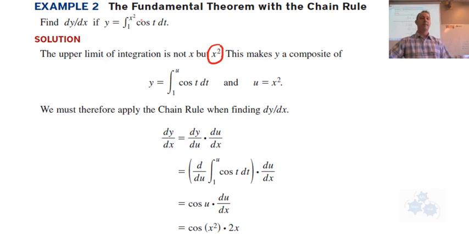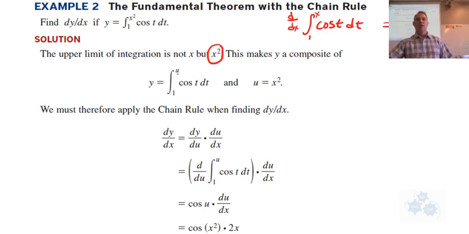So if this is just plain old x, like what we just did, from whatever, doesn't matter, to x, and this was t dt, whatever, then the answer, if we took the derivative there, is just cos of x. But this is not x, this is x squared. So that adds a new level of complexity.